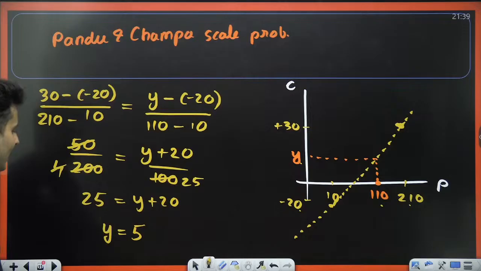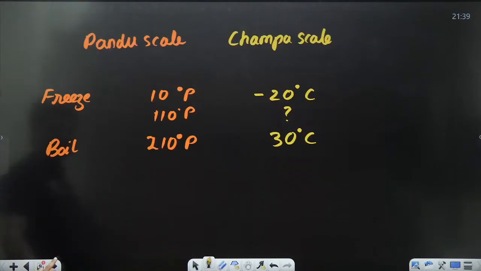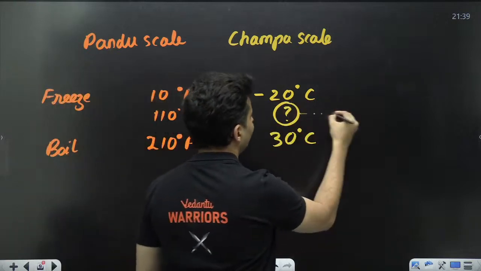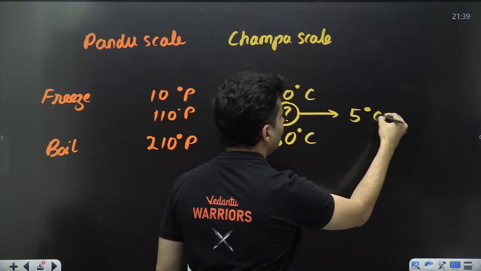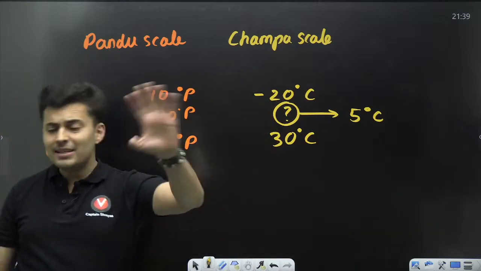So hence, I got the answer. The y value is 5. That means in that Pandu Champa problem, this will be 5 degree Champa. So that's how you can go from any scale to any scale.